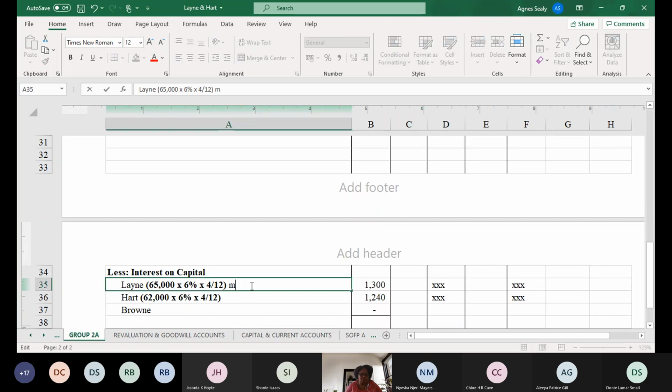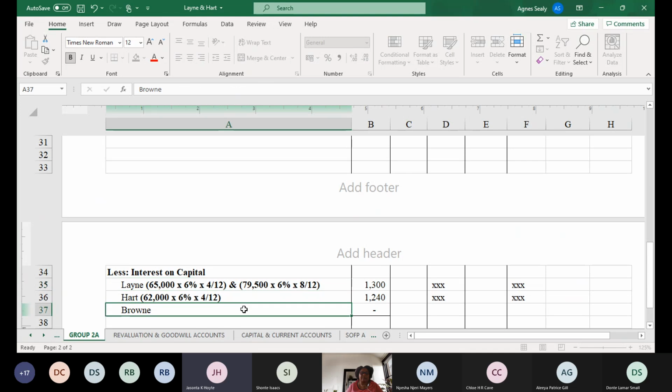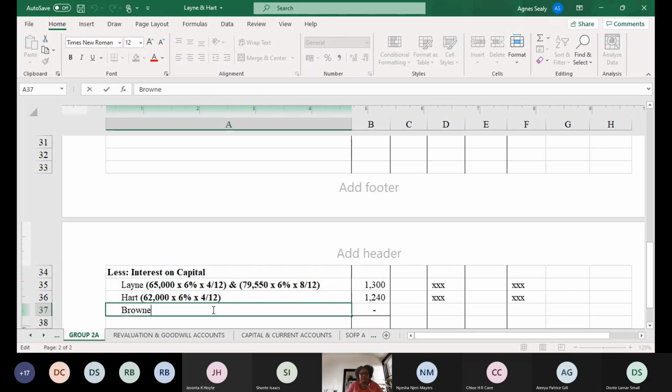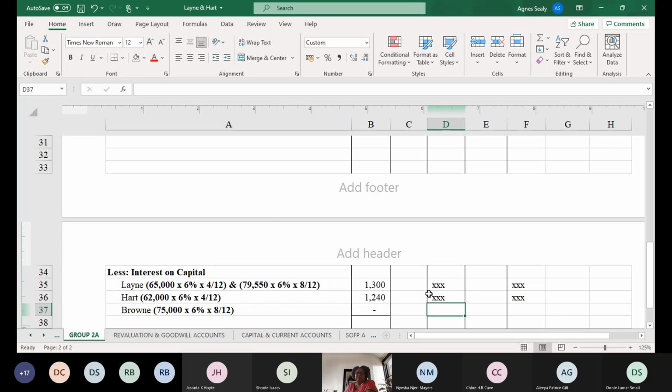So Layne new, capital is 79,550, that is staying the same 6%, because they said it was the old rate, and that is 8 on 12. Oh yeah, 550, thank you. And Brown is the 75,000 times 6% times 8 on 12, because the new agreement is that time frame. So let's go ahead and calculate those figures for me.